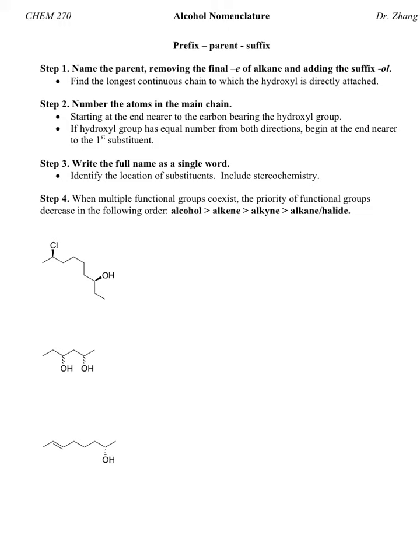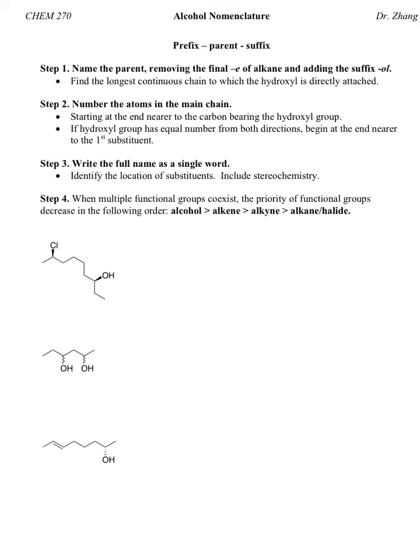According to IUPAC rules, the naming of an alcohol also contains the prefix, the parent, and the suffix. The parent describes the number of carbons in the main chain that contains the functional group, and the suffix describes the functional group. Since it is an alcohol, you remove the E from the alkane and add the suffix -ol, which stands for alcohol. The prefix includes all the substituents, their locations, the stereochemistry, and any other information that could identify the compound.